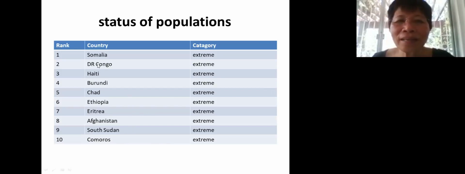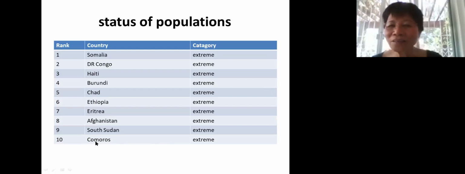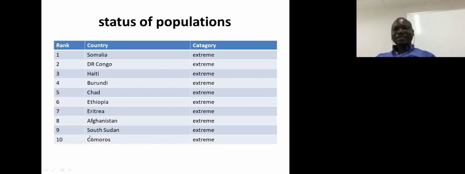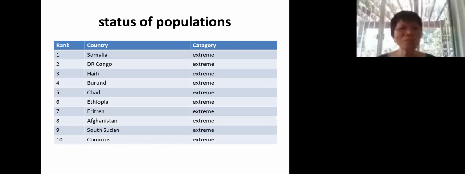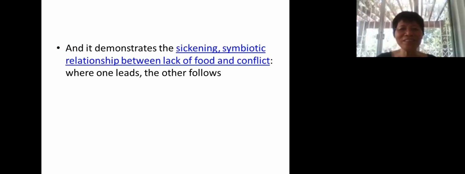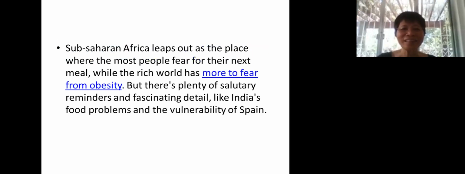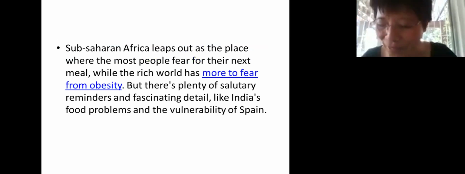Number 1 is Somalia, then the Democratic Republic of Congo, then you have Haiti, Burundi, Chad, Ethiopia, Eritrea, Afghanistan, South Sudan, and Comoros. Right? Yeah. What about Yemen? They have not put Yemen. Why Yemen? Because Yemen is also supposed to be there. I don't know why it's not here. I will show you later. I will check again about Yemen.